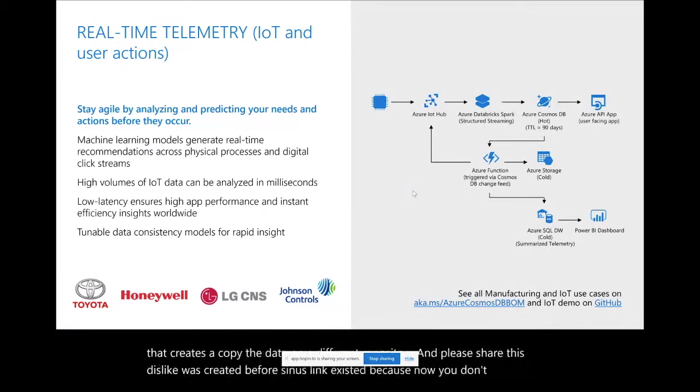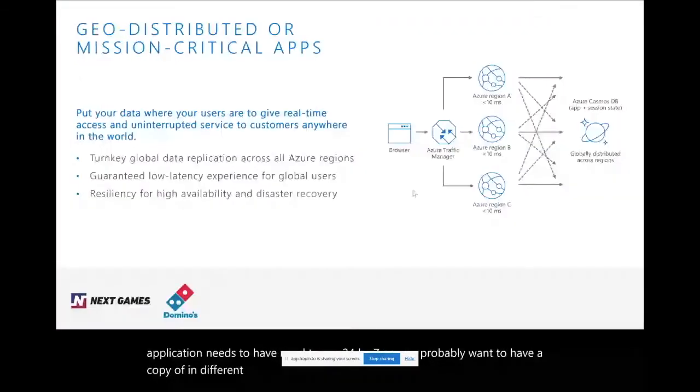Finally, I mentioned geo-distributed or mission-critical applications, right? If your application needs to run 24/7, you probably want to have a copy of that in different places, as accidents may happen and an entire region may go down. You have a live copy of that data somewhere else where your application can just point to and continue working. So it's great for mission-critical apps.